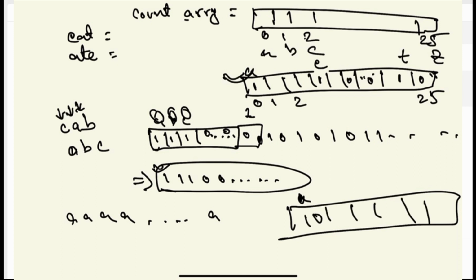So the first index would be 0, 1, 0. So let's say your string has 10 A's, right? The count would be 1, right? So eventually when you convert this to a key, your key will look something like 1, 0, 0, 0, 0, 0, 0, something like this, right?